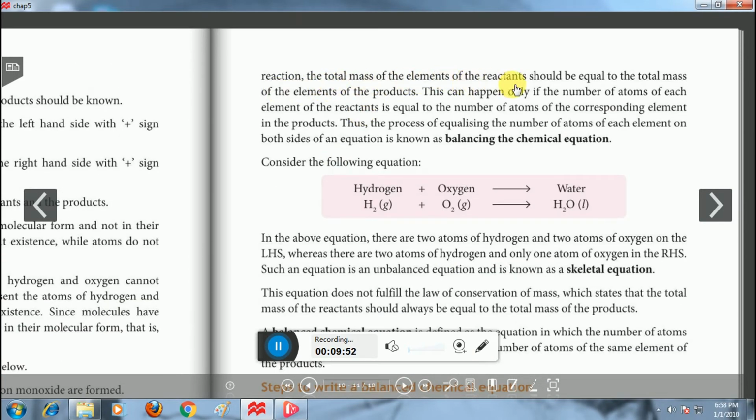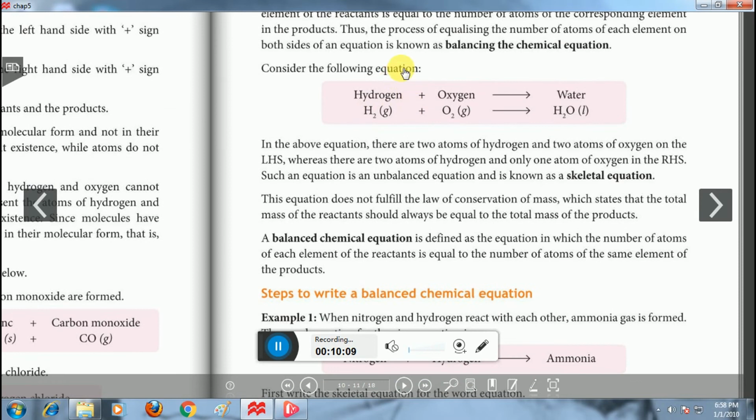The total mass of the elements on the reactant side should be equal to the total mass of the elements on the product side, as per the law of conservation of mass. This can happen only if the number of atoms of each element in the reactants is equal to the number of atoms of the corresponding elements in the products. And this process is known as balancing the chemical equation.